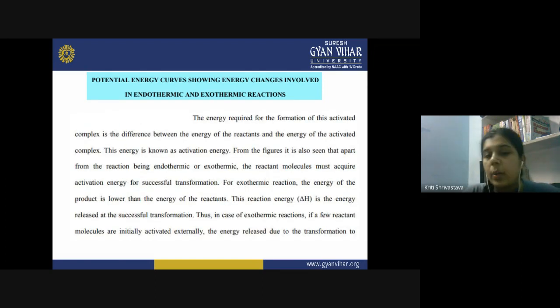So there is energy which is required for the formation of the activated complex. Because now the reactants are attaining some energy and converting themselves into the activated complex, or you can say the transition state. And after crossing the activation energy barrier, now the reactants are converting into products. So how much energy is required for this activated complex? You can calculate it by the difference between the energy of the reactant and the energy of the activated complex. All this we are going to see in the next slide in the diagram. The energy is known as the activation energy.